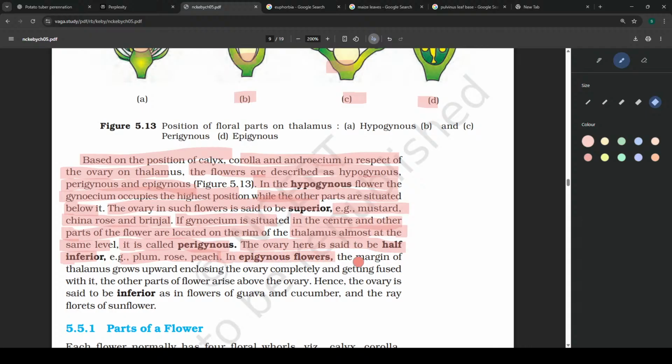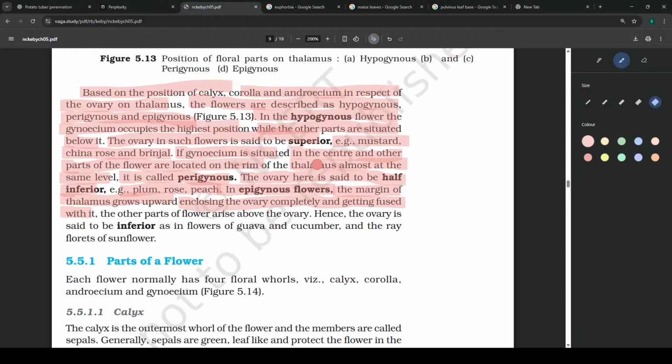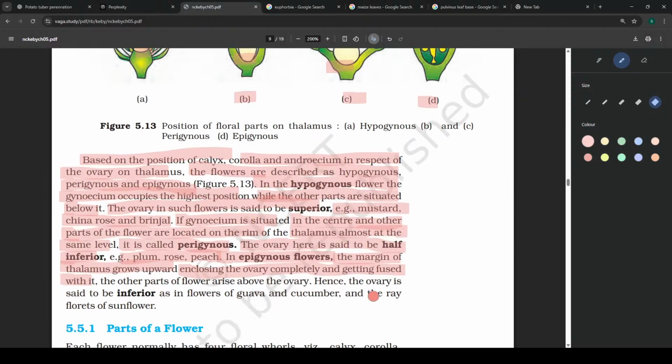In epigynous flowers, the margin of thalamus grows upwards, enclosing the ovary completely and getting fused with it. In case of epigynous flowers, that is a special kind of arrangement. The thalamus grows upward and completely encloses the ovary. It will be like a covering and fuses with the ovary. In such a case, because the calyx and corolla will be growing at the above position, it is called the inferior ovary.